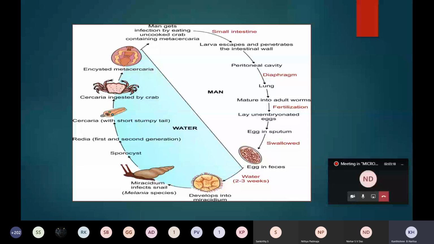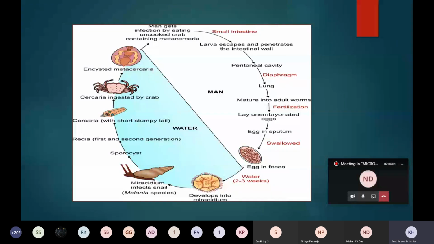In the small intestine of man, the larva will escape and penetrate the intestinal wall and reach the peritoneal cavity. Then it will pierce the diaphragm and reach the lung. In the lungs, the larval stage will mature into adult worms. Then self-fertilization occurs. They lay unembryonated eggs.